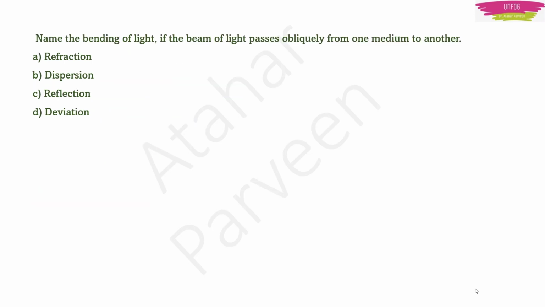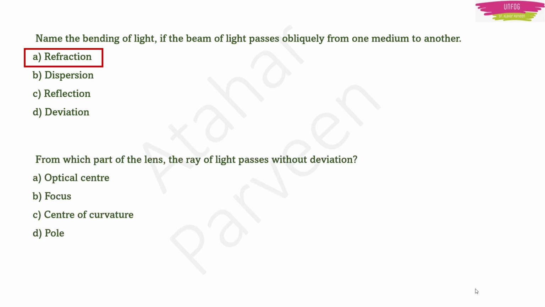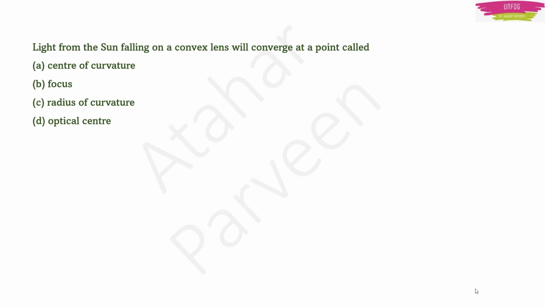Next question. Name the bending of light if the beam of light passes obliquely from one medium to another. Note down here it is asked as one medium to another and bending of light. That should be refraction. Next question. From which part of the lens does the ray of light pass without deviation? Of course, it should be the optical center. Next question. Light from the sun falling on a convex lens will converge at a point called.